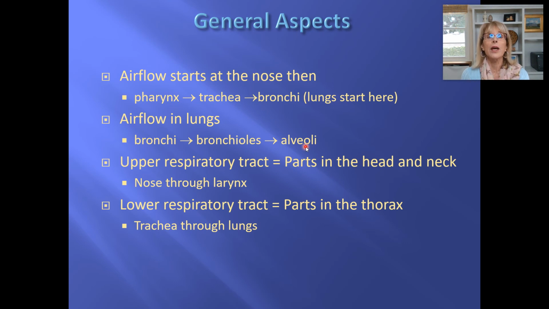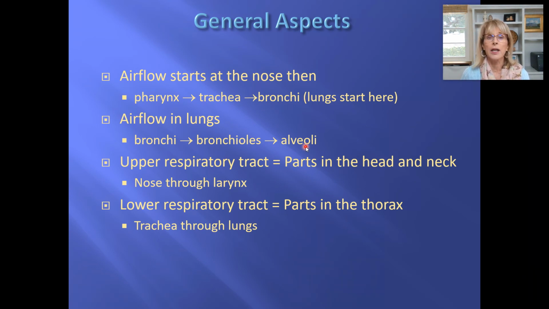Now, one of the ways that the respiratory system is different from the cardiovascular system is that in the cardiovascular system, blood keeps going around and around. But in the respiratory system, air goes in and then air goes back out. The respiratory system is divided into the upper respiratory tract, the parts in the head and the neck, from the nose through the larynx, and then the lower respiratory tract, the trachea through the lungs.